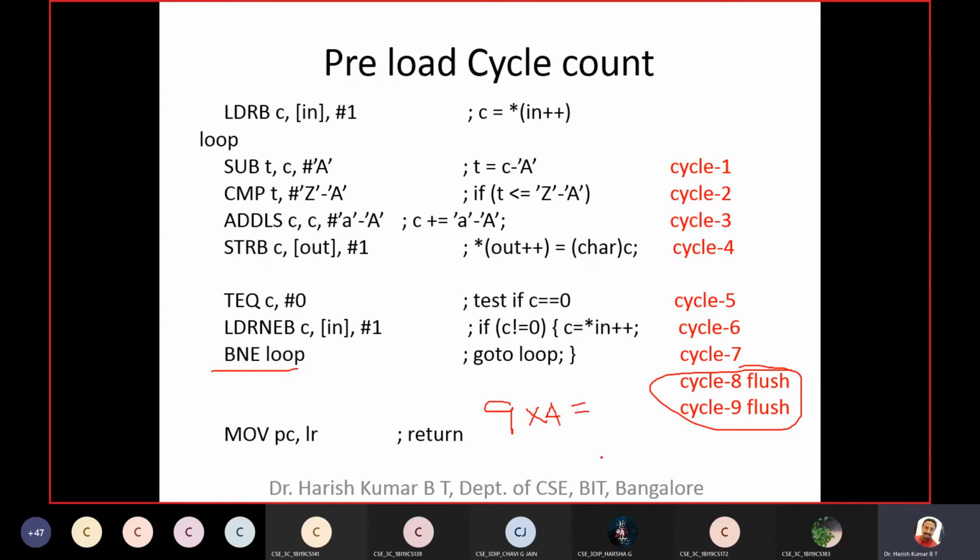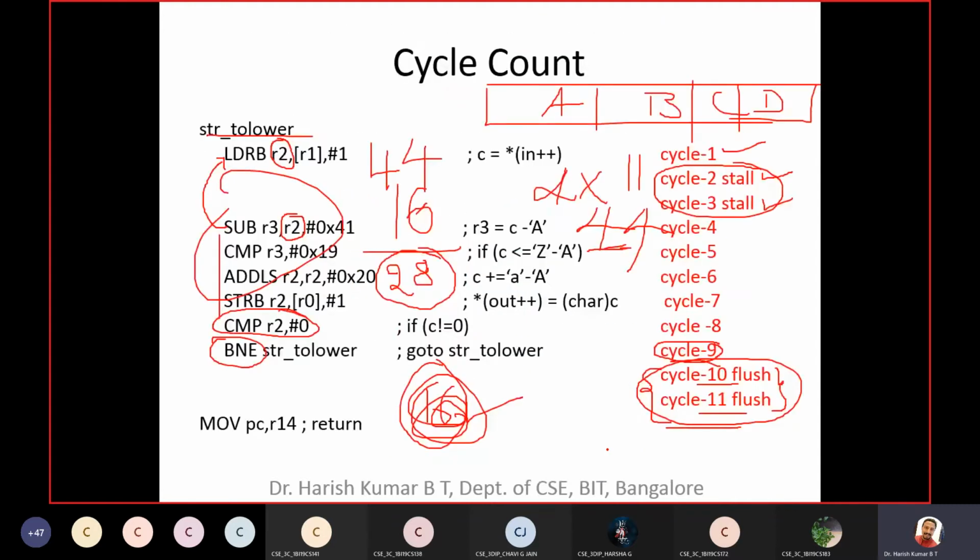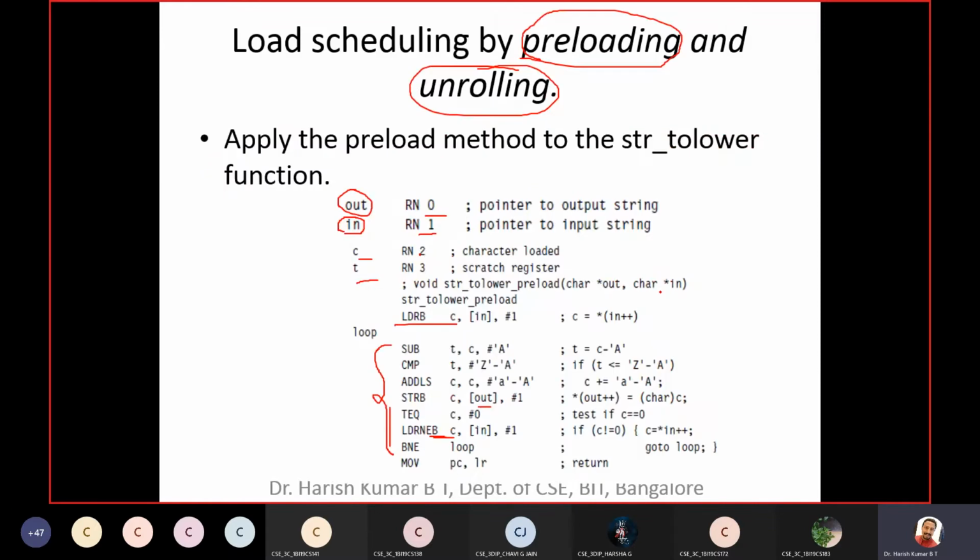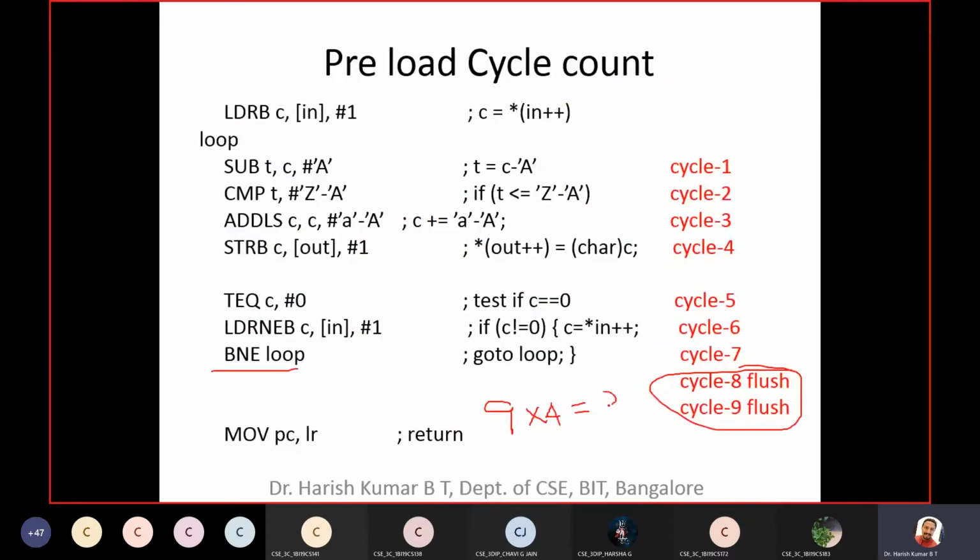So how many clock cycles? Earlier it was 4 into 11, 44 clock cycles. Now it is 9 into 4, which is reduced to 36 clock cycles. That means for the 4 loops to convert my ABCD to lowercase, I require only 36 clock cycles.